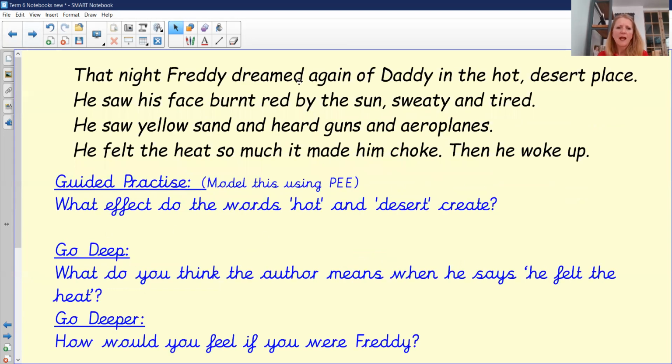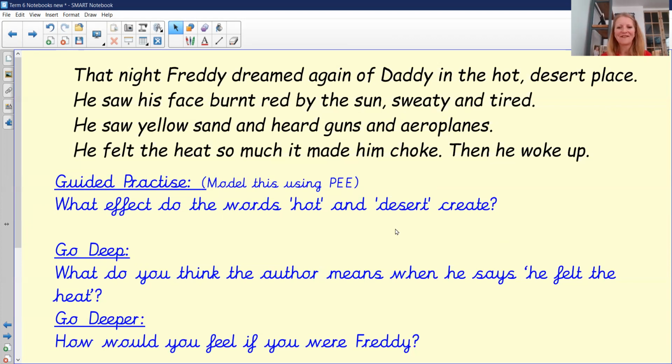Okay, so have a look at that text. Highlight or underline the words that really give you an image of what it was like, especially things like hot and desert. And then if you want to have a look at the go deep and go deeper today, what do you think the author means when he says he felt the heat? That's Freddie feeling the heat. And then finally, maybe you could describe how would you feel if you were Freddie?